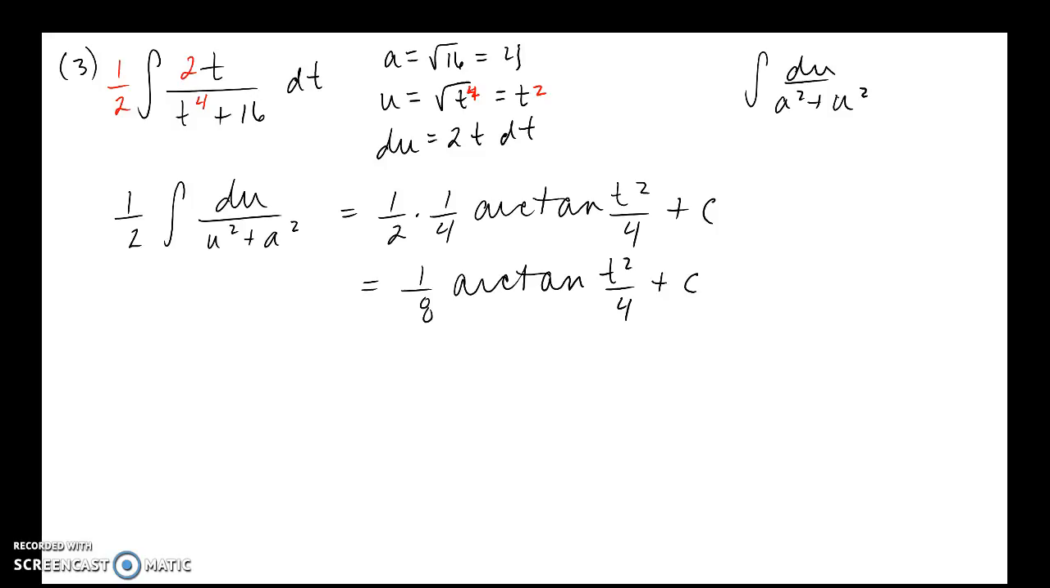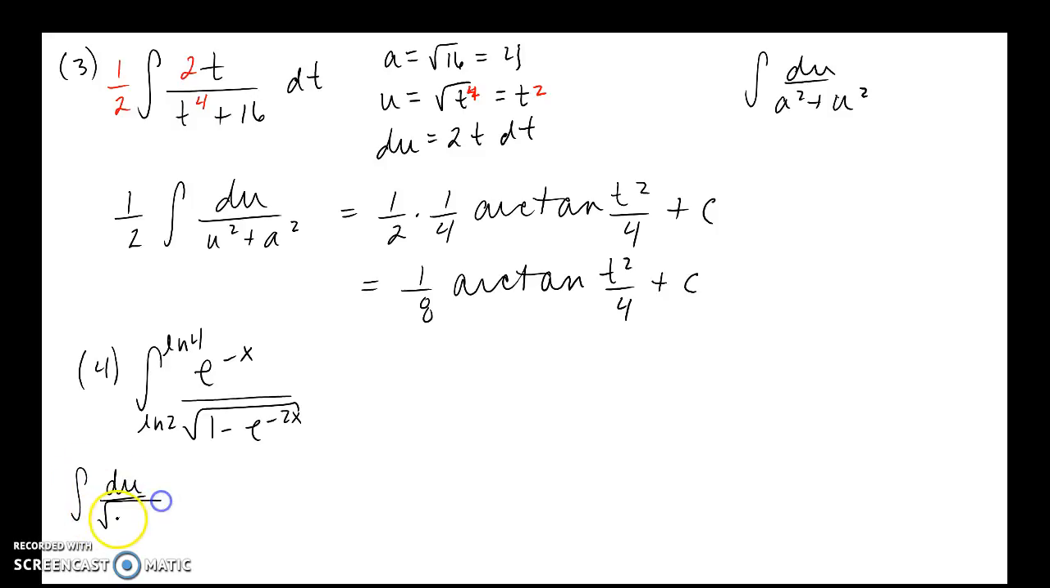All right, let's see here. So let's do a definite integral. e to the negative x divided by the square root of 1 minus e to the negative 2x, from the natural log of 2 to the natural log of 4. Okay, so looking at the form, we should be thinking arc sine, square root of a squared minus u squared. So a is going to equal 1. Now we have to think of what's being squared. What's being squared? e to the negative x.